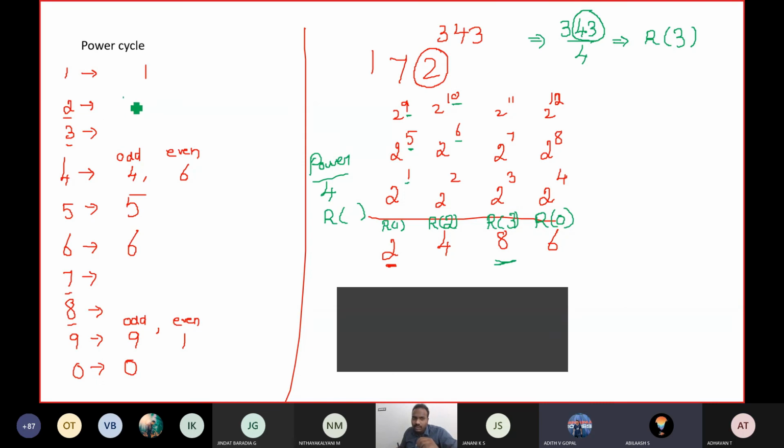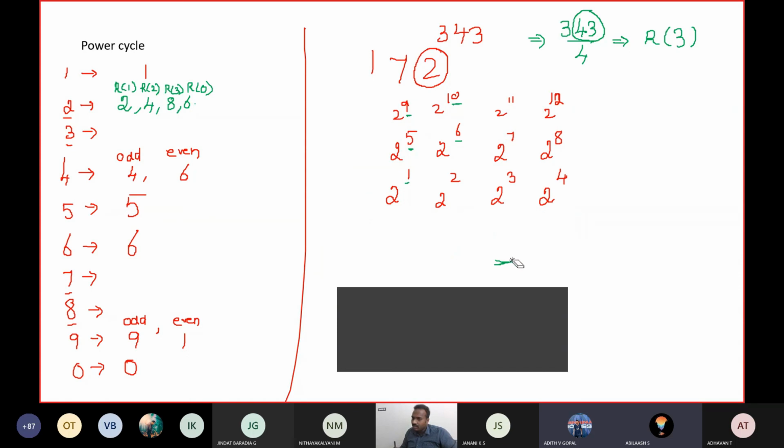So when it comes to 2, the last digit can either be 2, 4, 8 or 6. But how do I check that? Divide the power value by 4. If the remainder is 1, if the remainder is 2, if the remainder is 3, and if the remainder is 0. That's all. Similarly, check if we have a pattern for 3. Come on guys, do it and tell me if we have a pattern just like 2 for 3.